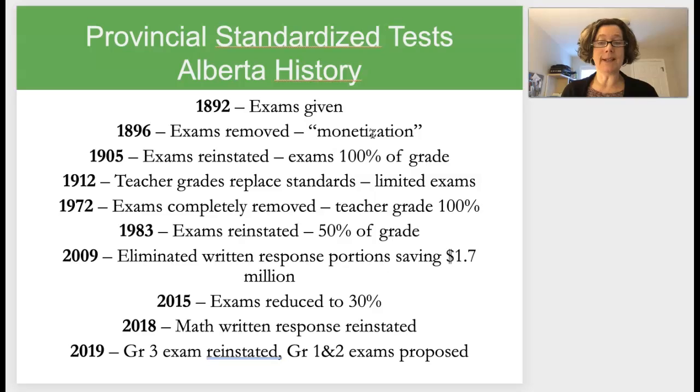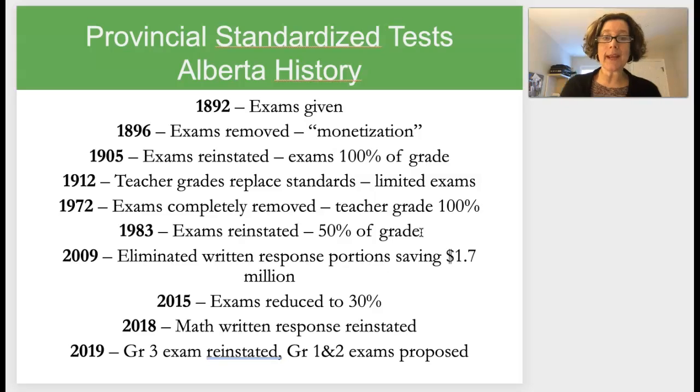1912, teacher grades replaced standards, and there were limited exams. So that was the way it was from 1912 to 1972. In 1972, exams were completely removed, and teacher grade was 100%. That was until 1983, when exams were reinstated at 50% of grade.